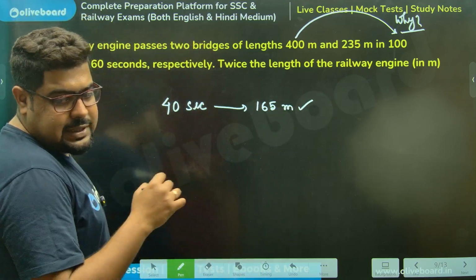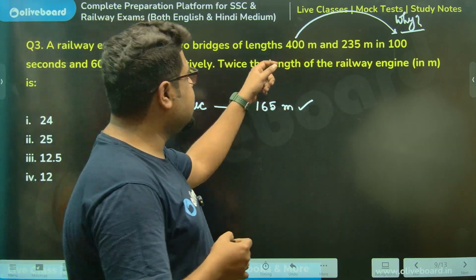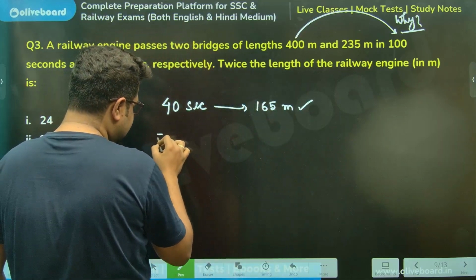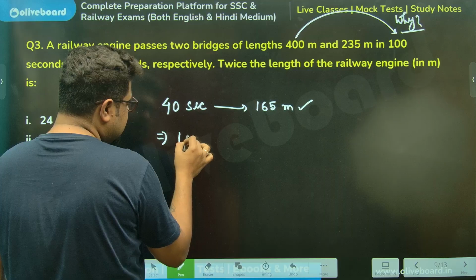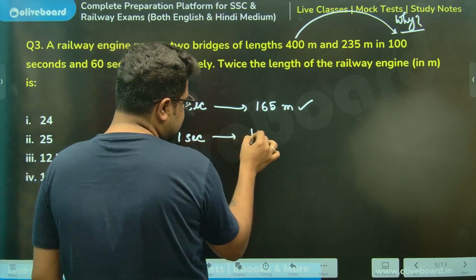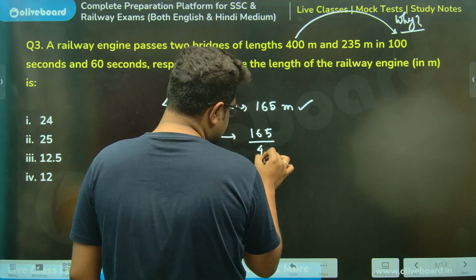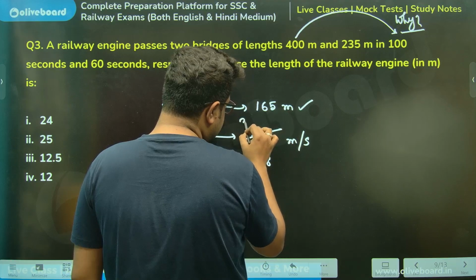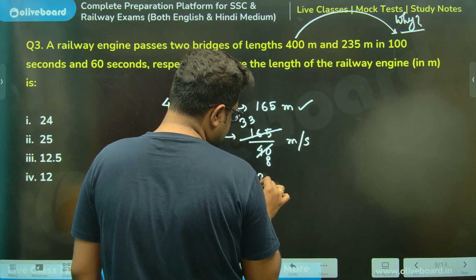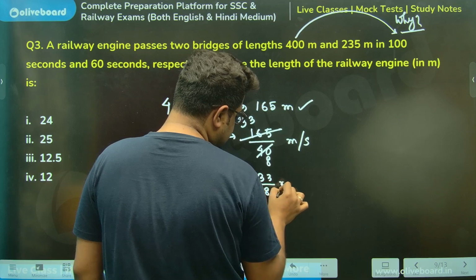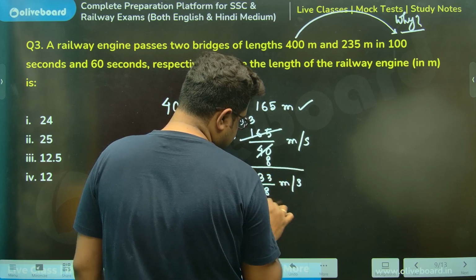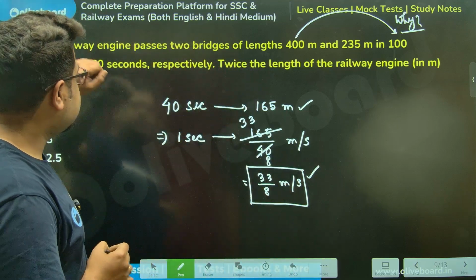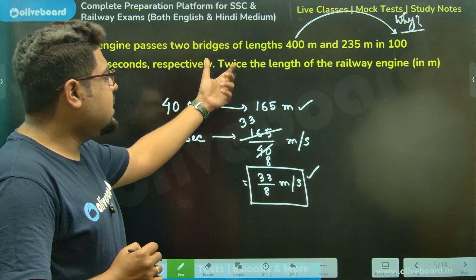Now, but again, here there's a trick. They're not asking speed, they're asking length of the engine. Chalo, we'll do it. Sir, first of all, we need to find speed. So, speed is, in 1 second, how much? 165 by 40. Sir, 5 8s, 5 3 3. 33 over 8. This is the speed in meters per second. Keep it, don't convert.